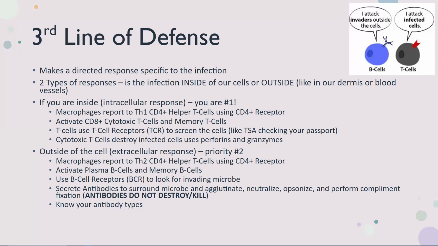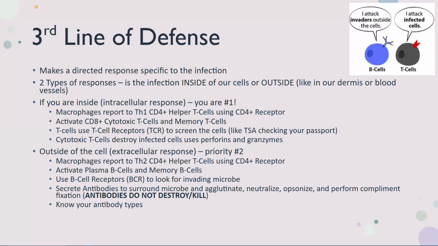It shouldn't be too difficult to recall, but I sometimes see students throw other receptors in here, like for the Th1, they'll throw in CD4, they'll throw in a bunch of other receptors that we don't really talk about, MHC1 and 2. Just remember that the T cells use T cell receptors to screen the other cells. And then the plasma B cells or the memory B cells use B cell receptors or BCRs.